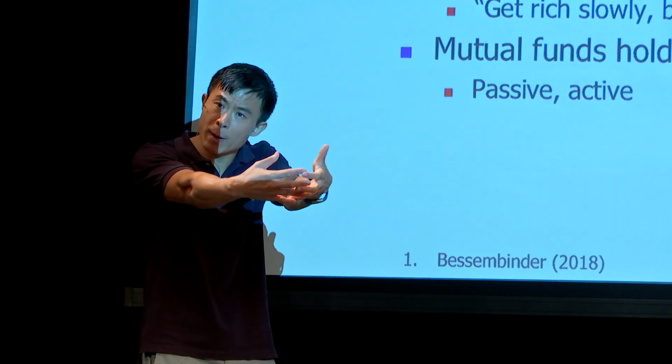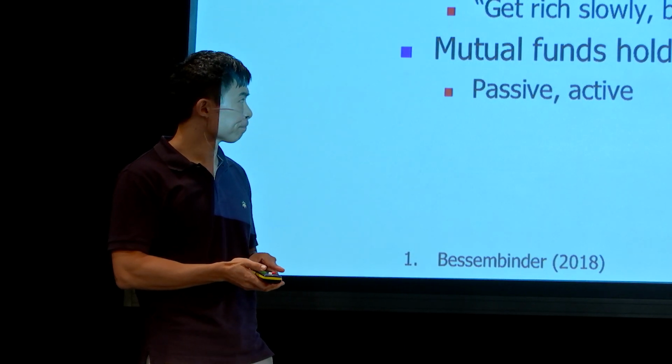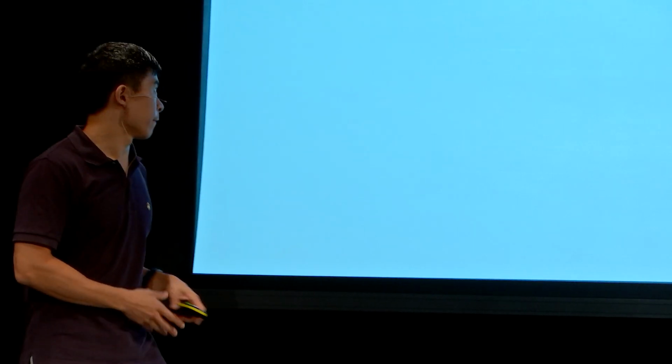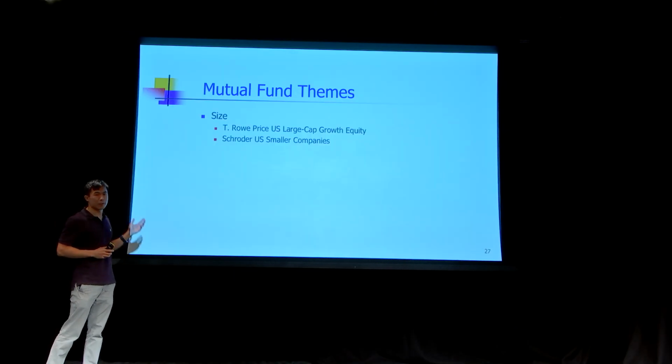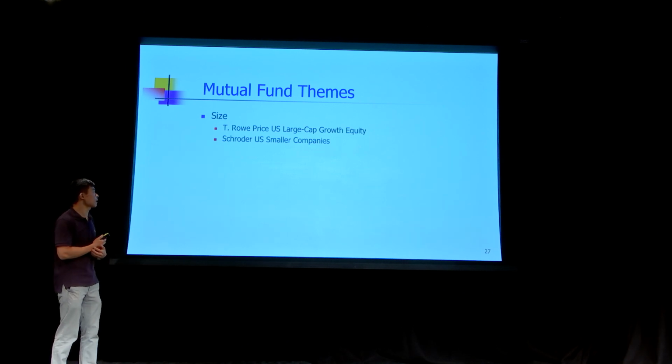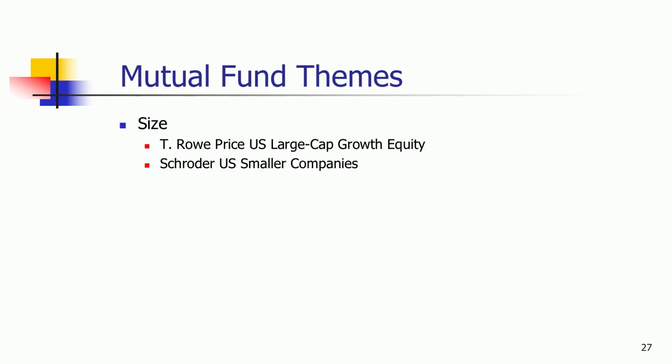So in return for giving your money to this asset manager, you need to give them a fee every year to manage the money. And if you choose to have an active fund, there are different funds that you can choose to hold. Some of them will differ according to the size of the companies they invest in. For example, the T. Rowe Price US Large Cap Growth Equity Fund invests in large companies. So that would be the US equivalent of, say, the Tescos. So in the US, that might be Amazon and Google. Or you might buy the Schroeder US Smaller Companies Fund, and that invests in small companies.